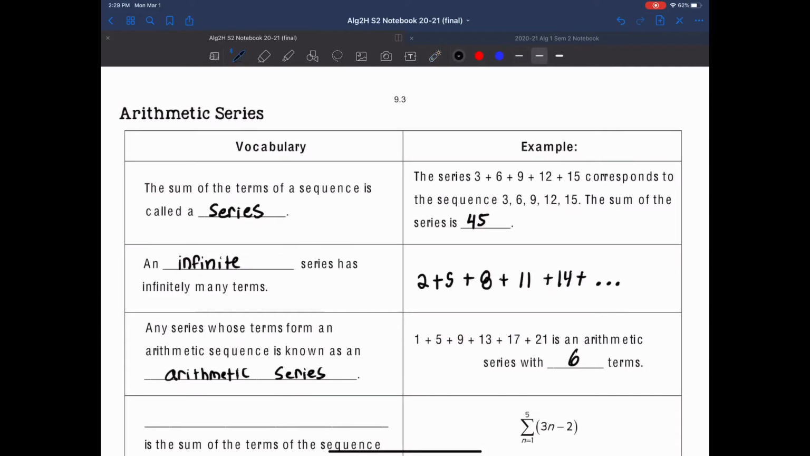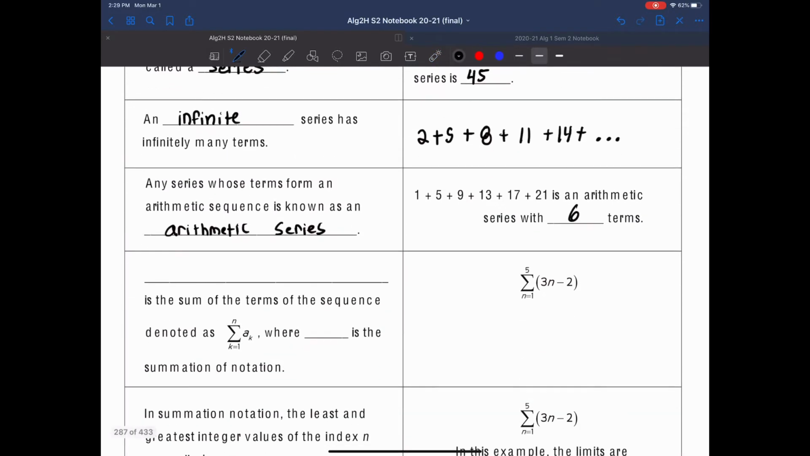that means we're referring to an arithmetic series. All right, next term on the agenda for today is summation notation. Summation notation. I like that term, it's catchy. Summation notation is the sum of all terms of the sequence denoted with this funky symbol, which is the sigma symbol, with k equals 1 on the bottom and n on the top. Then on the right-hand side, we have some formula a sub k, where k is the index of summation.